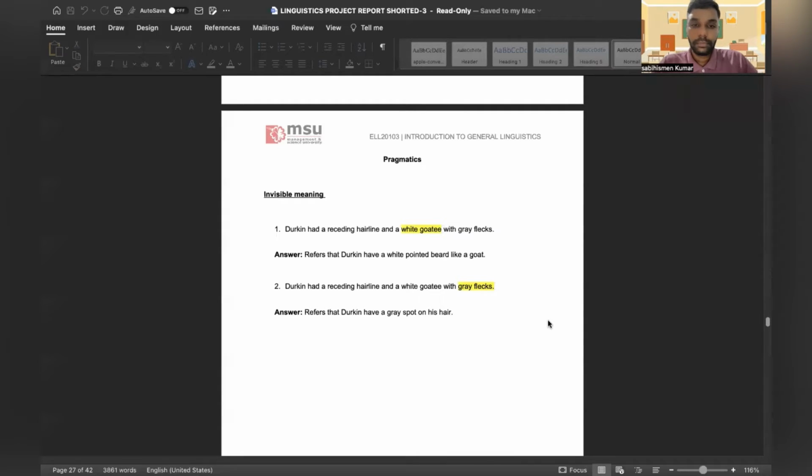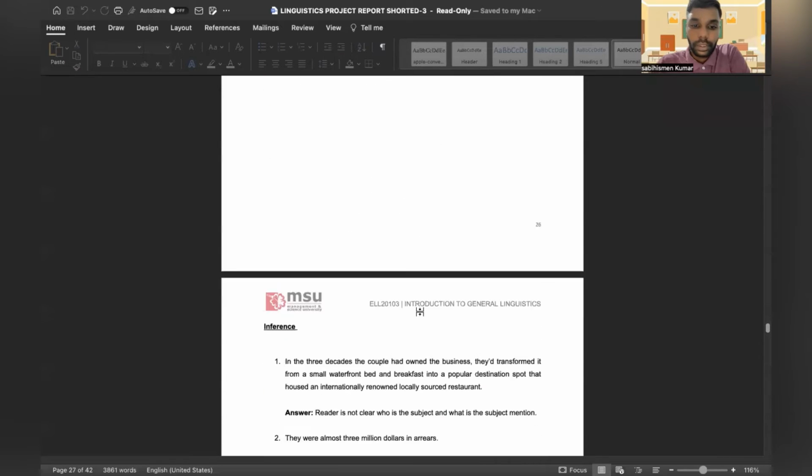Hi, my name is Savishman Kumar. Today I'm going to explain pragmatics. Okay, the first one is known as invisible meaning. "Duncan had receding hair, a white goatee and a gray flag." So the white goatee is a white beard like a goat's, and the gray flag is a gray spot of hair on his head.